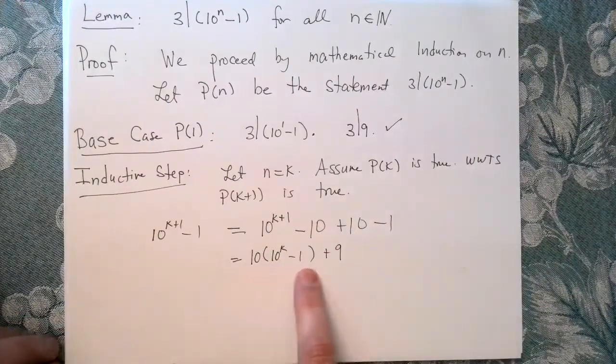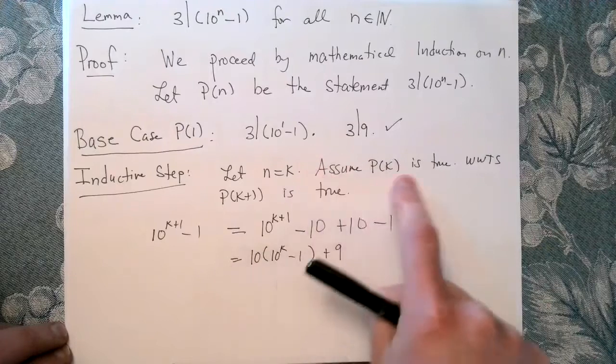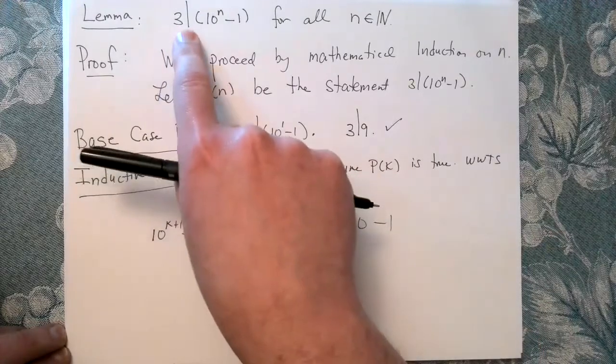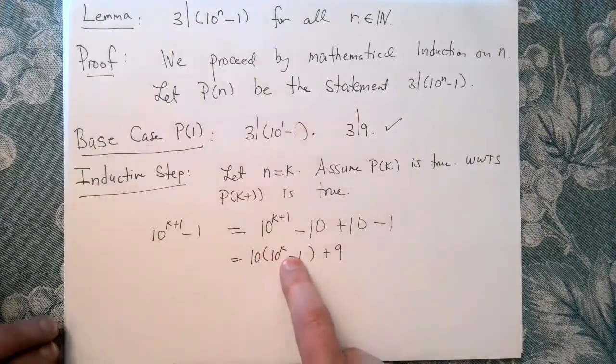Well, this is very nice, right? By our inductive hypothesis, we know that this is divisible by 3. We said right here, assume P of k is true. What is P of k? That 3 divides 10 to the k minus 1. So I know that 3 divides this by assumption.